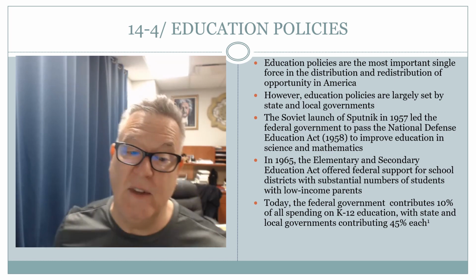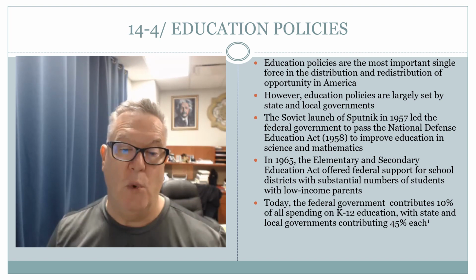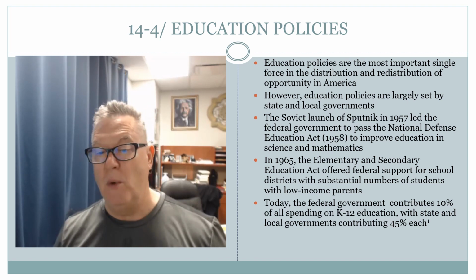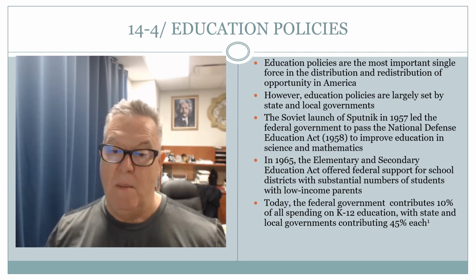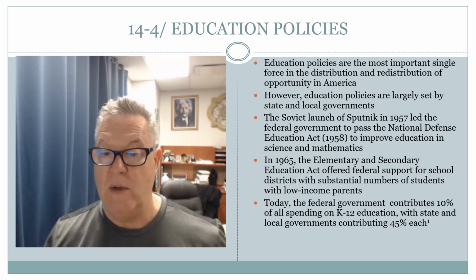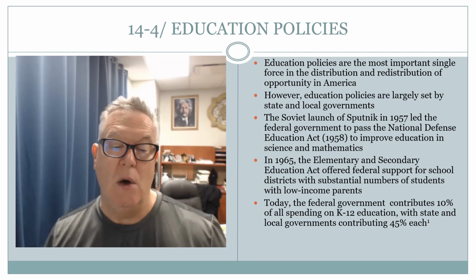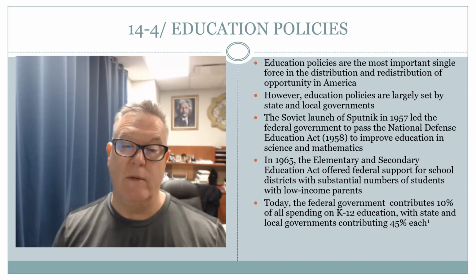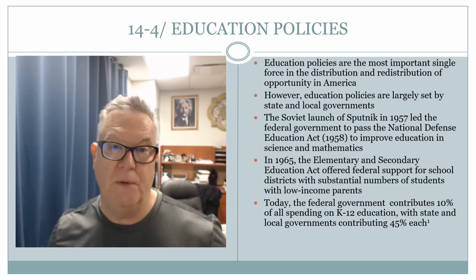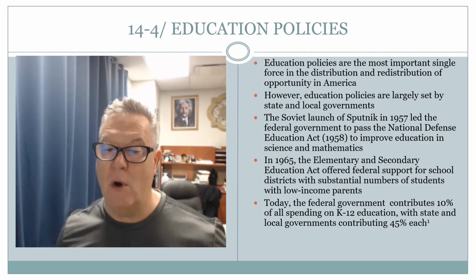mathematics. In 1965, the Elementary and Secondary Education Act offered federal support for school districts with substantial numbers of students with low-income parents. And again, what we know is most schools are funded through local property taxes. When you have a lot of low-income people, they're not paying property taxes because they're renting. So today the federal government contributes 10% of all spending on K through 12 education, with state and local governments each contributing 45%. Congressional failure to update the formula for providing this kind of funding has caused federal funding to become less targeted over time.